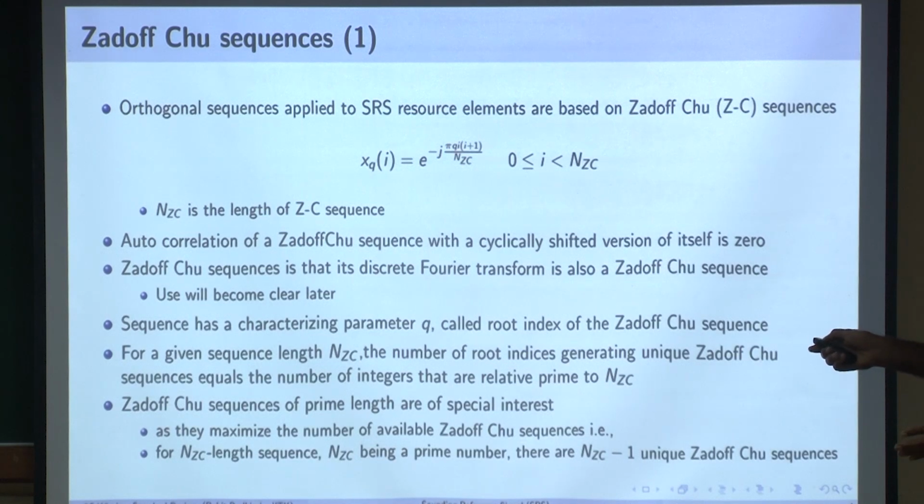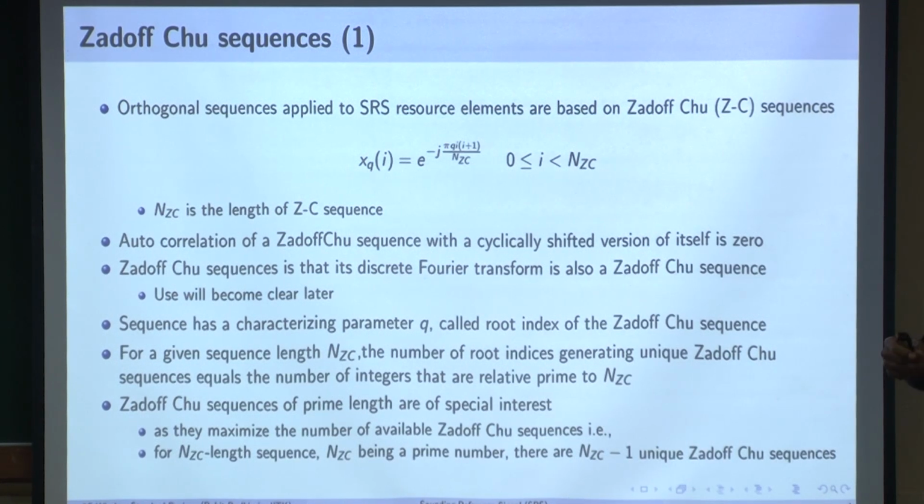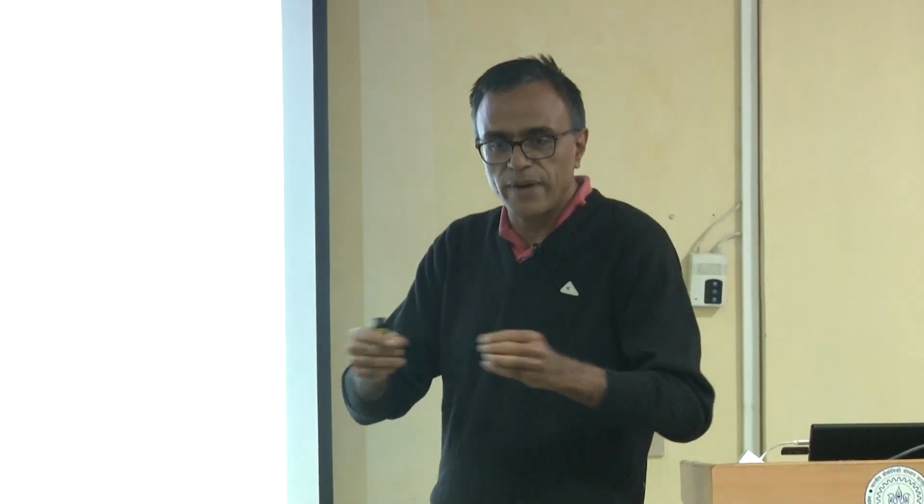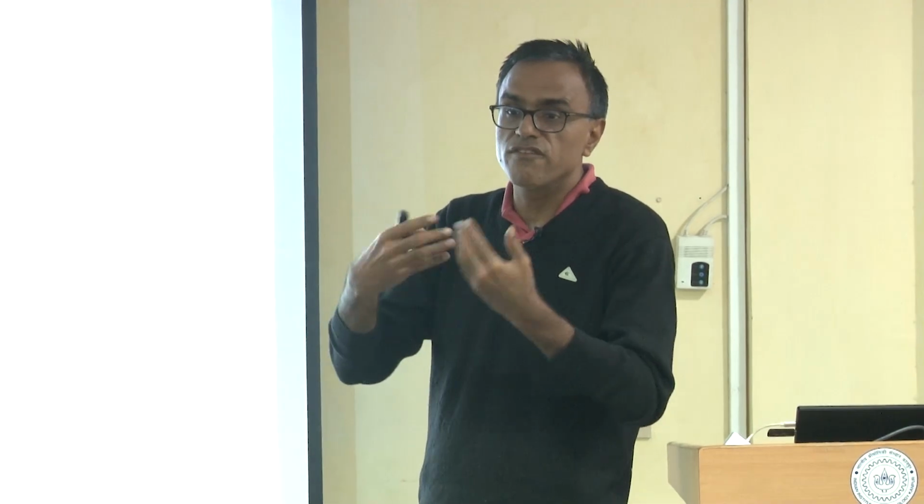So if the length is 31, you will get 30 different Zadoff-Chu sequences of length 31, correct? If you pick 32, then you will not get 31 sequences. That's a constraint imposed by the design of Zadoff-Chu sequences. Do we understand what I'm saying here? You can only generate the maximum number of sequences when the length is prime.